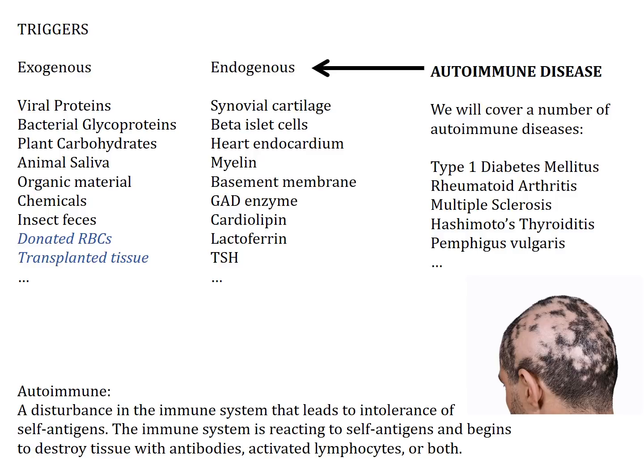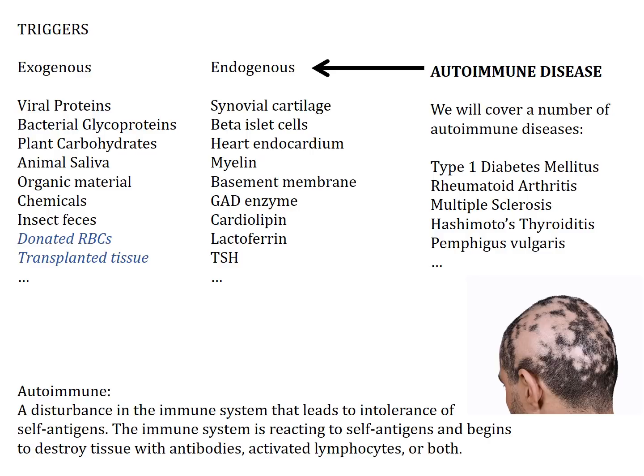But if it's our own antigens which are triggering the response, then we say that's endogenous or self-antigen, and those are the autoimmune disorders, right? So again, any tissue of the human body can suddenly present itself as foreign to the immune system, and if the immune system begins reacting to your own antigens, that would then be considered an autoimmune disease.